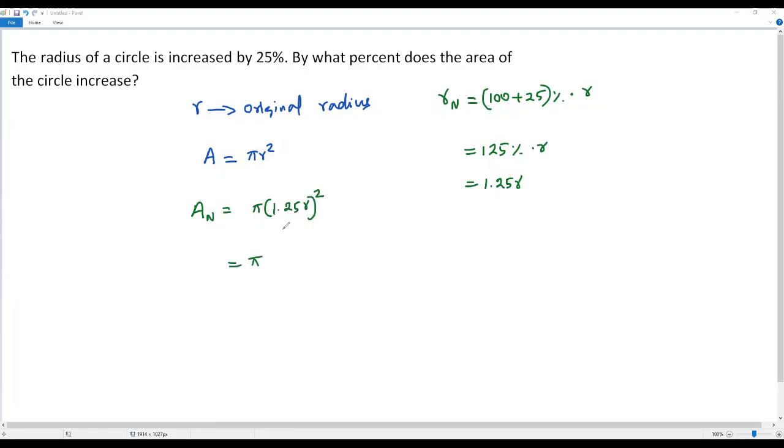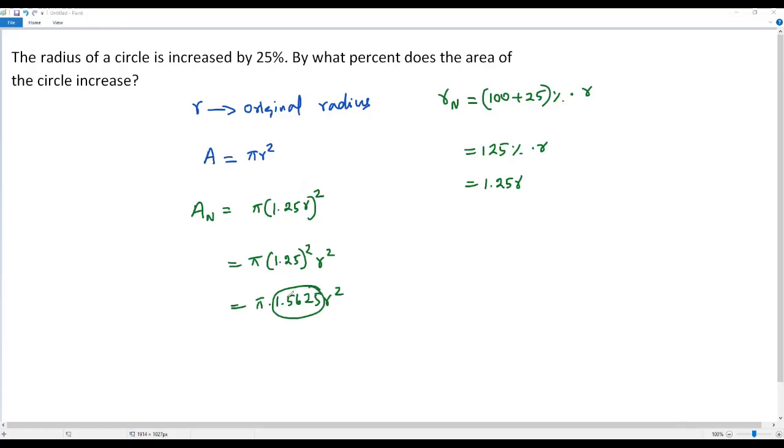Okay, pi times here 1.25 and r are multiplied and we have the common exponent too. Whenever two values are multiplied and there is a common exponent, we can take this exponent 2 for each value separately and multiply the results. Then we get 1.25 the whole square times r square. Okay, here the value of this 1.25 whole square is 1.5625. Let me write over here. This is pi times 1.5625 r square.